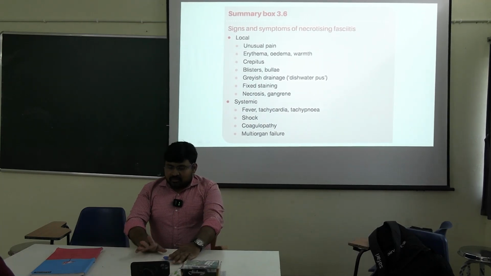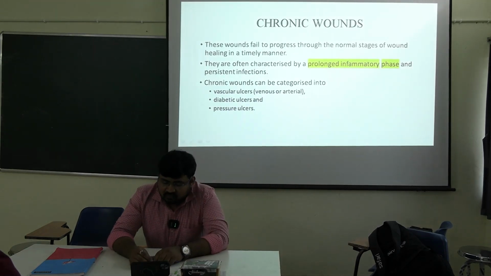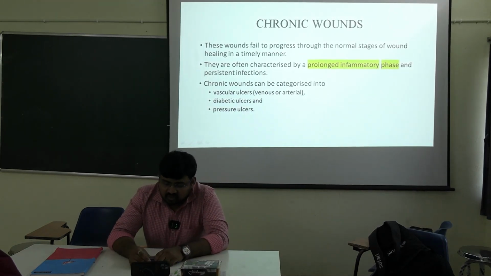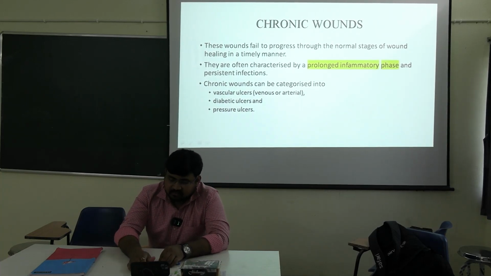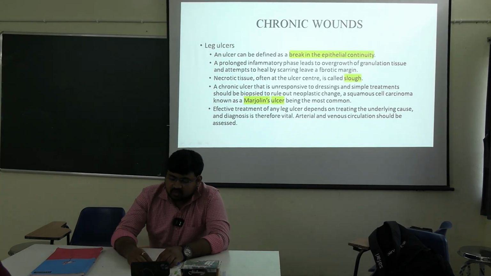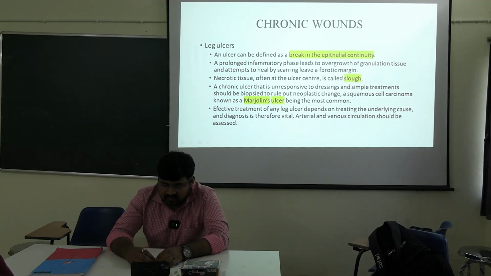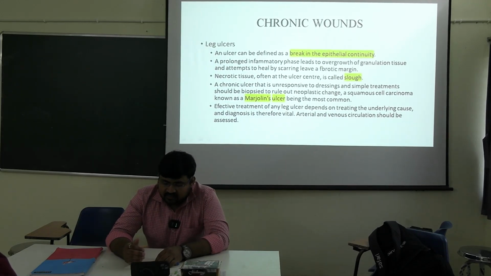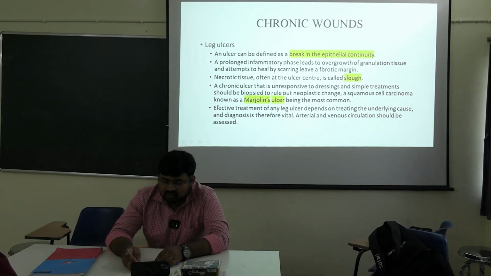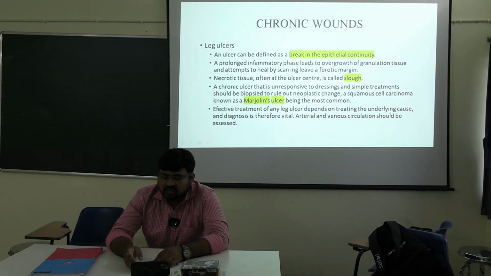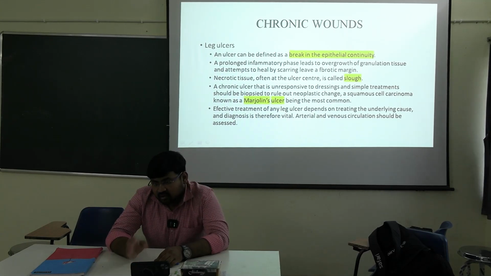Now coming to the chronic wounds. These wounds fail to progress through the normal stages of wound healing in a timely manner. They are often characterized by a prolonged inflammatory phase and persistent infections. Chronic wounds can be categorized into vascular ulcers, diabetic ulcers, and pressure ulcers. Coming to chronic wounds, they are leg ulcers. An ulcer can be defined as a break in epithelial continuity. A prolonged inflammatory phase leads to overgrowth of granulation tissue and attempts to heal by scarring, leaving a fibrotic margin.